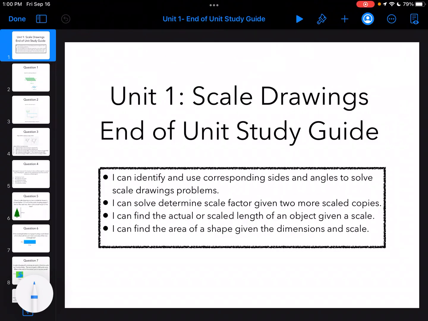Hi everyone, we're going to review the Unit 1 Scale Drawings End of Unit Study Guide. There are going to be 13 questions on the test, and this study guide should get you ready for the test when you go to take it. We're going to be working on corresponding sides and angles, scale factor, actual and scaled lengths of objects, and then, of course, area of a shape given dimensions and scale.